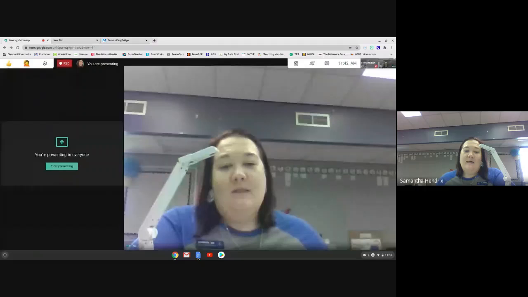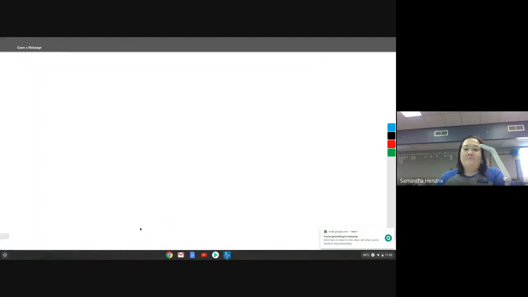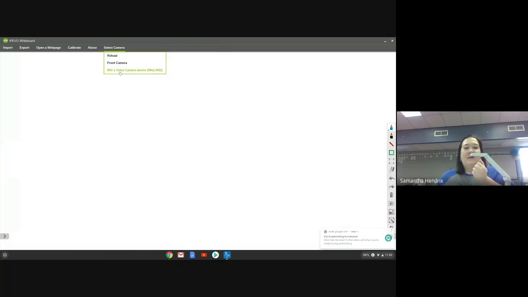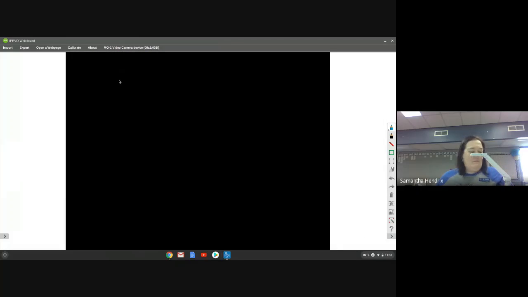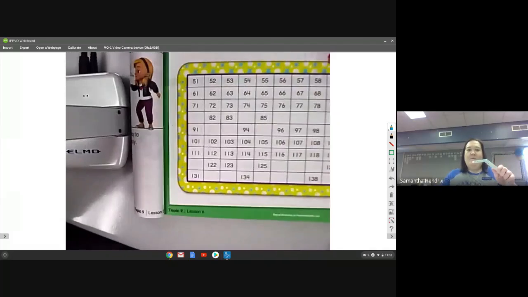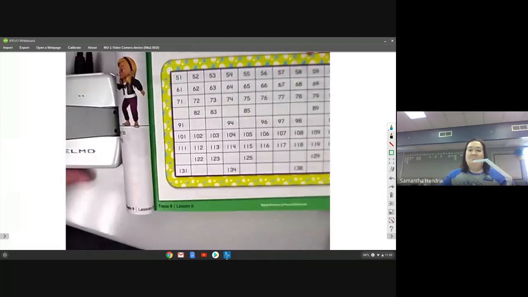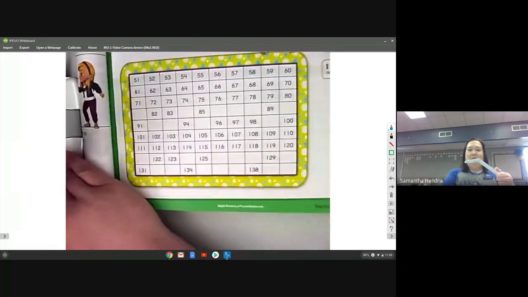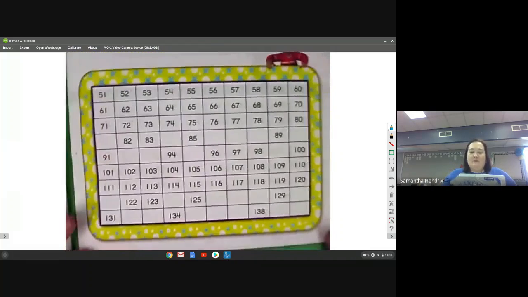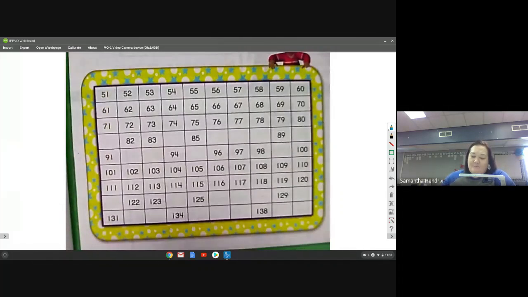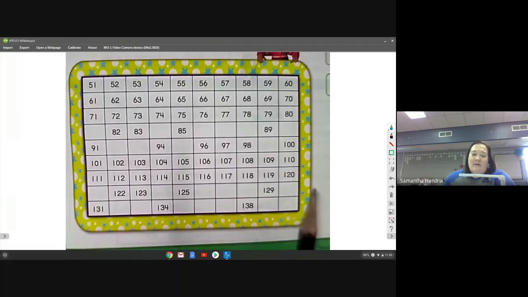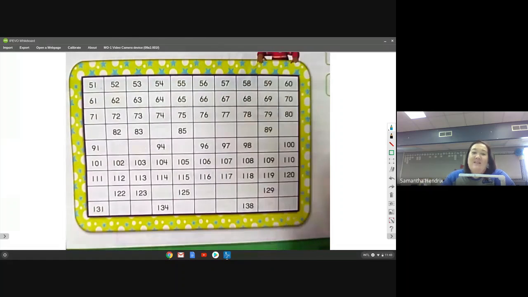So let's look at our book. Sorry, I thought this was on. Here we go. We'll just go with this. This may be a little close, but we'll make it work. Okay. So write the missing numbers in the chart. So remember, as we go from left to right, the numbers increase by 1. And as we go from top to bottom, they increase by 10.